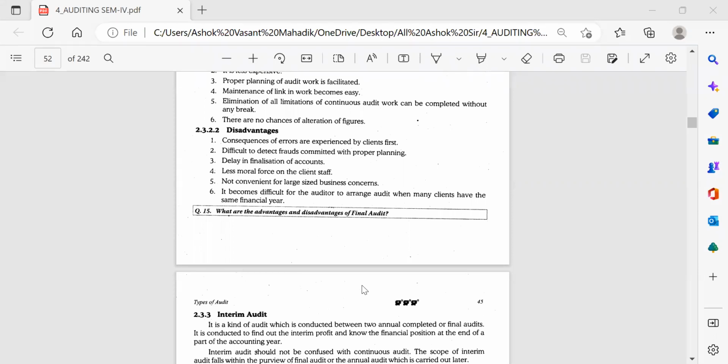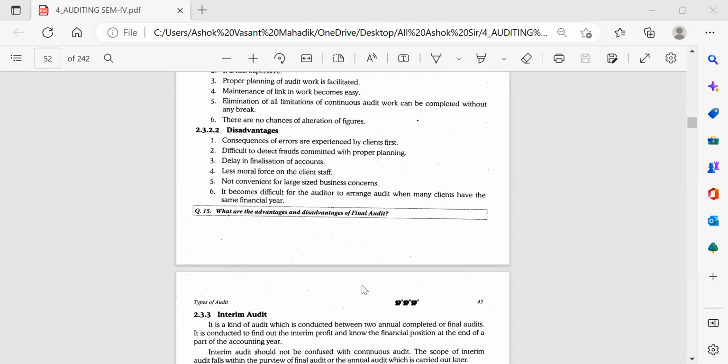Difficult to detect fraud committed with proper planning. In case of final audits, you have limited time with you. So you can't apply all the techniques to find out errors and frauds. So that's a disadvantage. And if any fraud is done deliberately, it will be very difficult to find out that fraud. Delay in finalization of accounts.